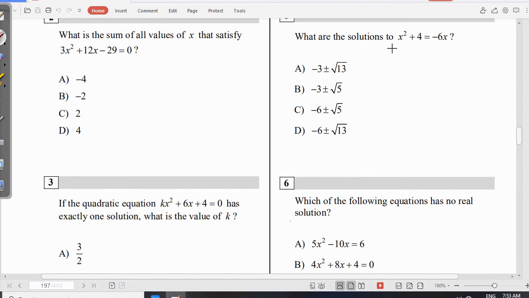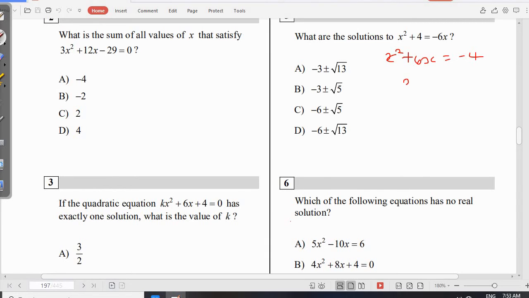So we have this one. What are the solutions to x squared minus 4 plus 4 equal to minus 6x? Let's just arrange this well. X squared plus 6x equal to, carry minus 4 over. I have minus 4. So the coefficient of x is 6 here.